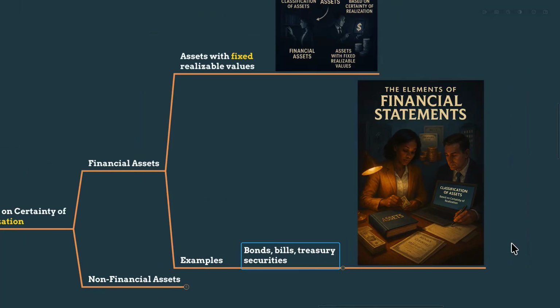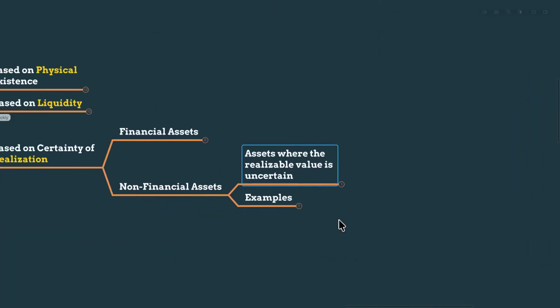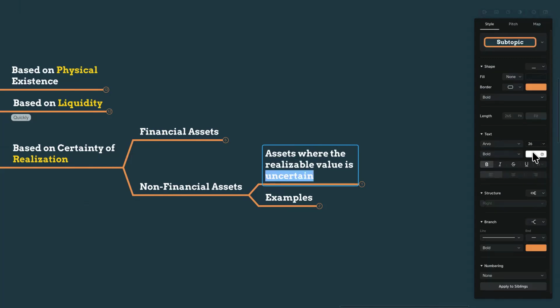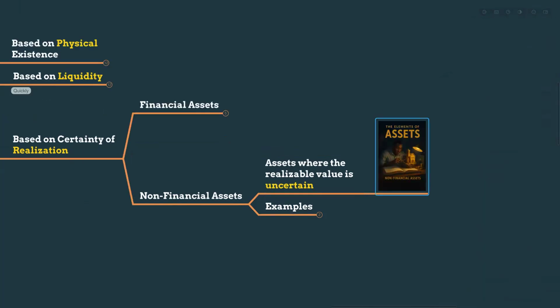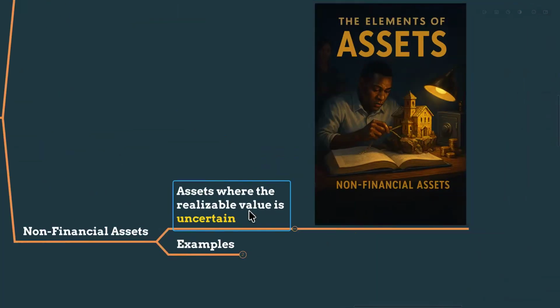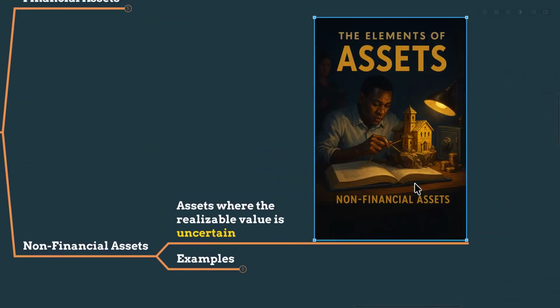So bonds, bills, treasury securities, everything is a paper actually, right? That is financial assets. Let's talk about non-financial assets here. These are assets where the realizable value is uncertain. There is uncertainty about the realization value. We call them non-financial assets. Buildings and everything will come under this category, right? Real estate, inventory, equipment, which are not in papers, are all non-financial assets.